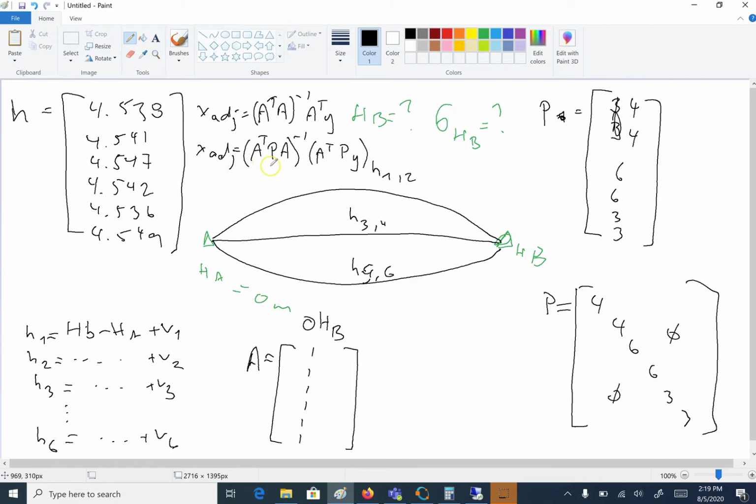So X adjusted is A transpose P A inverse A transpose P times Y. And our y is the vector of the knowns, so this is already separated into knowns and unknowns. Oh, it's not separated, I'm sorry. So we have to rearrange this to separate it into knowns and unknowns. You just have to take HA onto the other side.